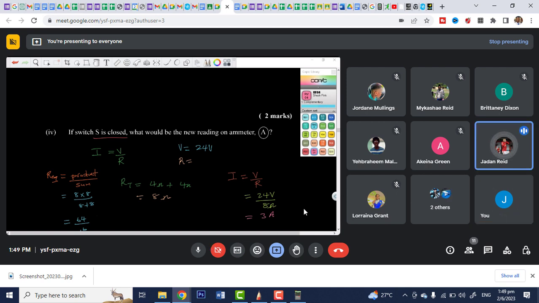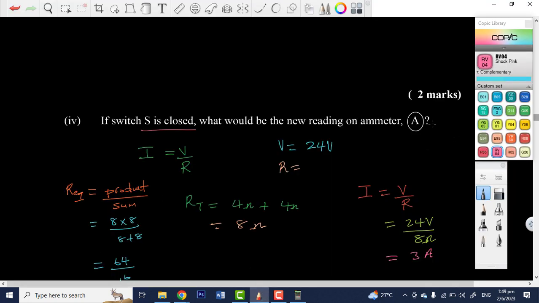Sir, to find R equivalent, can I use 1 over R1 plus 1 over R2? Yeah, but I'm just giving you a shortcut way. This is only when you have two resistors. So 1 over REQ is equal to 1 over R1 plus 1 over R2, and I'm just using R1 and R2 arbitrarily.